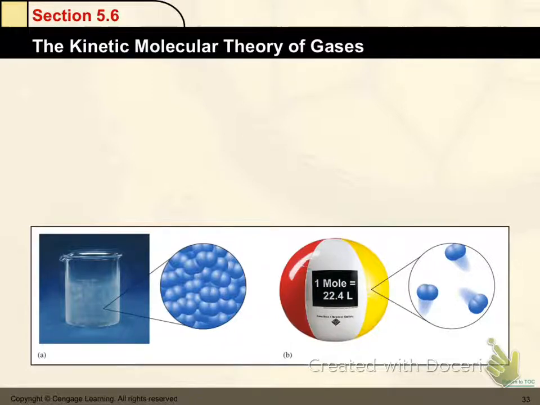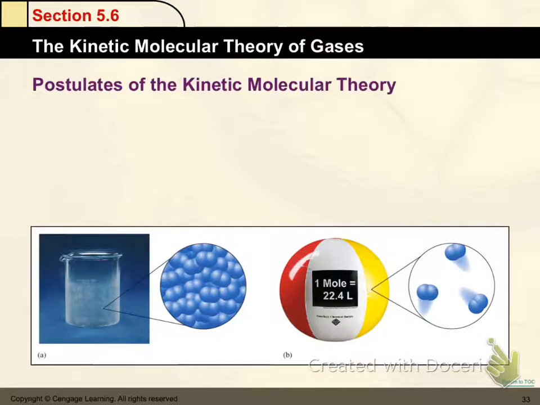So here comes the kinetic molecular theory of gases. The kinetic molecular theory is going to try to help us explain why gases do the things they do. Why do they compress when their volume decreases? Why does the volume decrease when they compress? And why do they increase in volume when the temperature is increased? So there's really four main postulates to this particular theory.